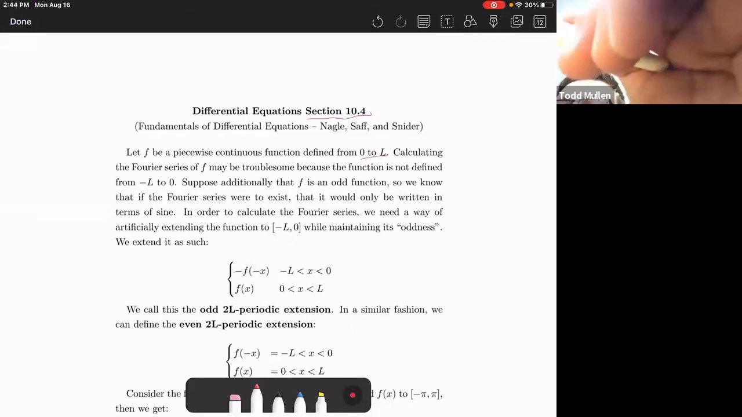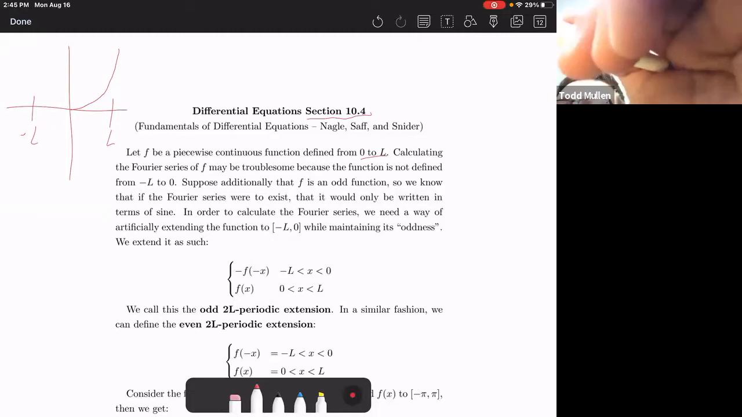Calculating the Fourier series of f may be troublesome because the function is not defined from negative L to 0. Recall that our Fourier series needs to calculate integrals from negative L to L. But if our function is only defined from 0 to L, this may be troublesome.